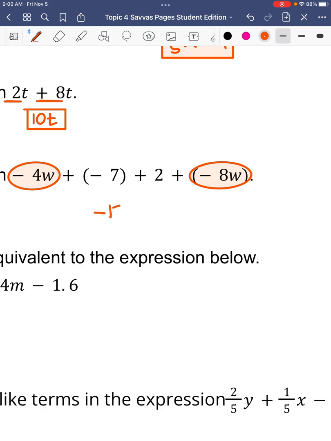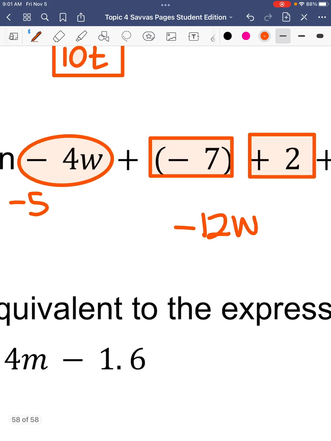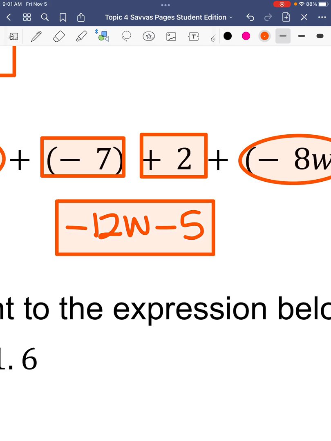So we have -12w. Now the two terms that are not circled are just plain old numbers, but I can still combine them. So I've got -7 plus 2. And -7 plus 2, if I were to put that in my calculator or do it in my head, I would get -5. So I'm going to subtract 5, and -12w minus 5 is my answer.